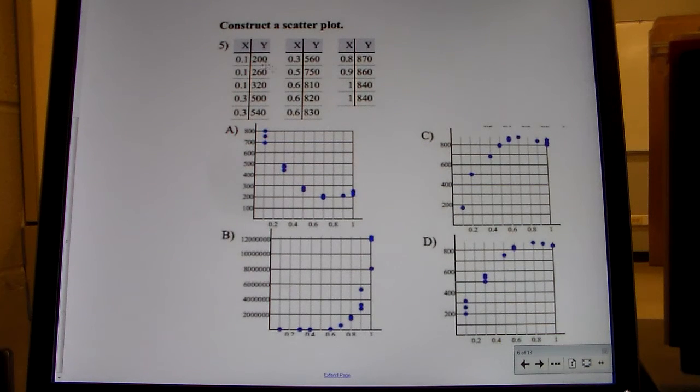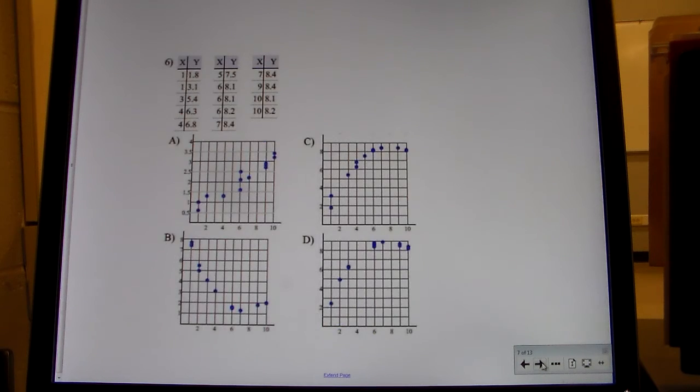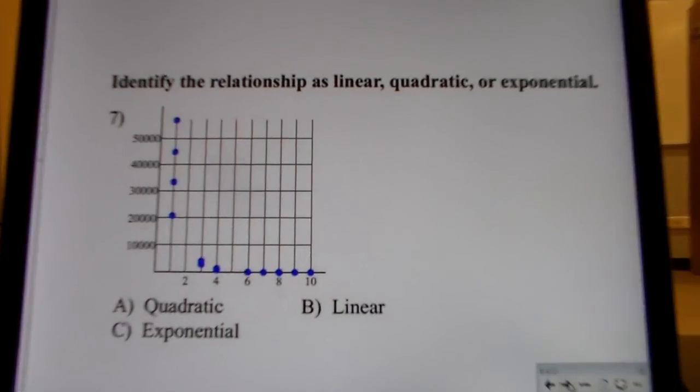Now, if all graphs matched up on the first one, then you go on to the second value. At 0.3, there are 3 values of 500, 540, and 560. So if we go to 0.3 in the bottom right-hand corner graph, you notice that there are 3 dots right there for 500, 540, and 560. So that just confirms that option D is our correct answer for number 5. For number 6, you do the same thing. You look at the values.